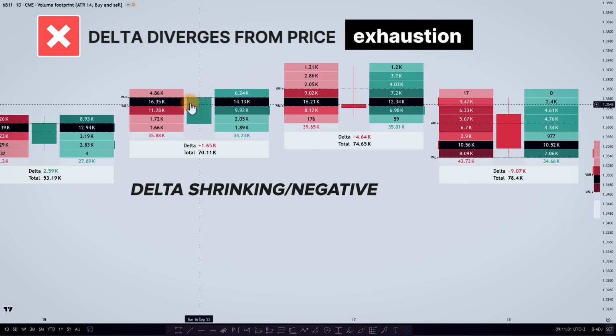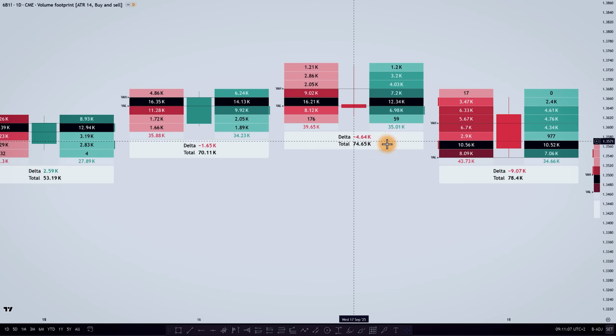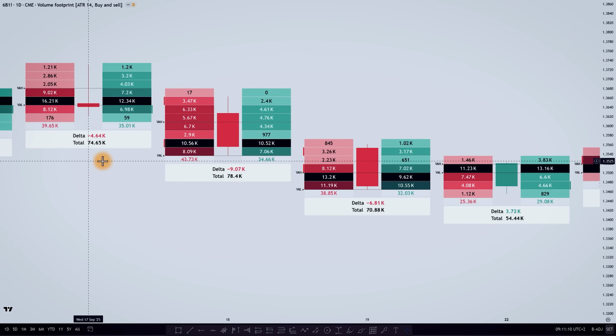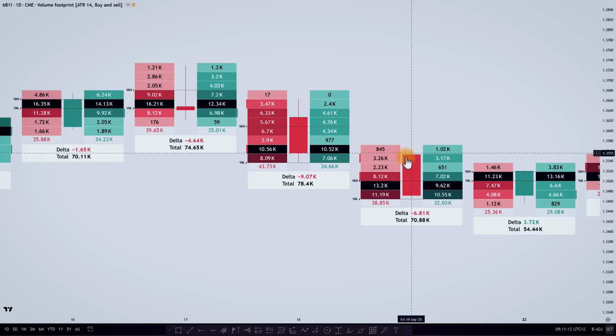The crowd sees green candles and buys more. Big money is quietly selling to them. This often happens right before reversals. The crowd sees strength. You see danger.